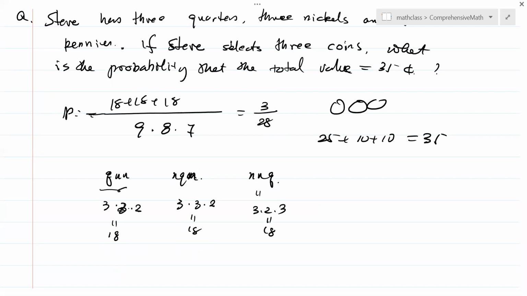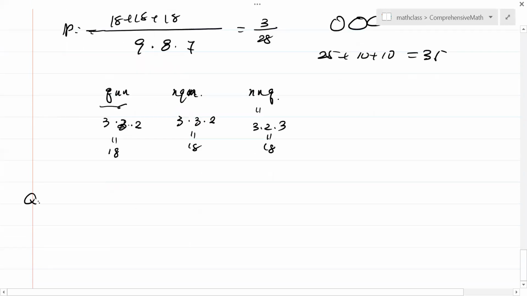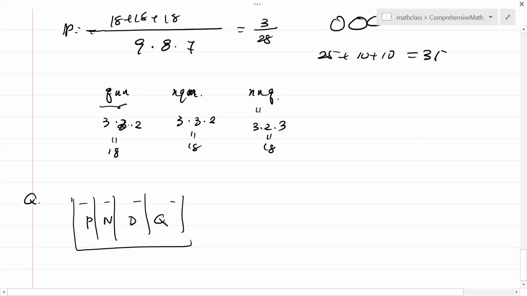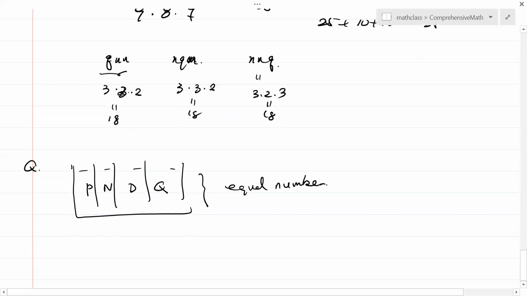And the similar type of problem I wanted to do here. So there are equal numbers of pennies, nickels, dimes, and quarters in a bag. Okay, so there is an equal number of pennies that we put in the bag. So this is a penny, nickel, dime, and quarter, equal number of coins in each value, okay?